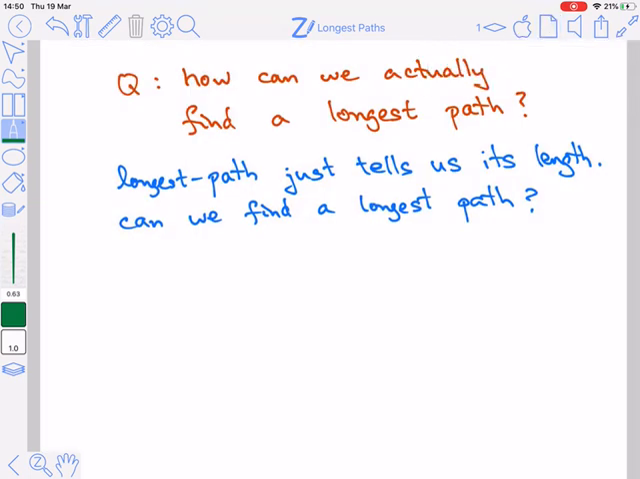I want to conclude with the following question. Suppose that we're not interested in the length of a longest path that ends in V. Instead, we want to actually find such a path. We want to find a longest path. Our algorithm just tells us what's the length of a longest path ending in V, but it doesn't tell us what such a path actually is. Can you modify the algorithm so that it will not only tell us what is the length of a longest path ending in V, but it would also tell us such a path?